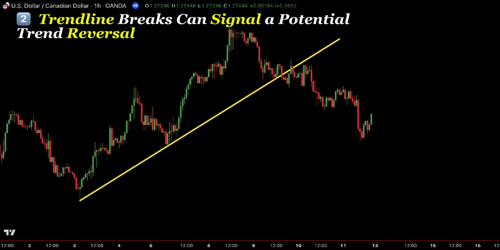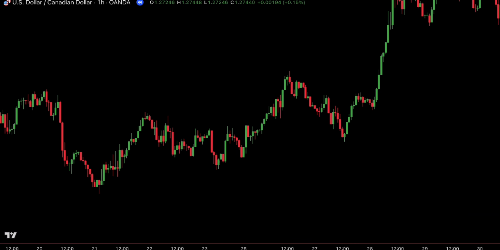But remember, a trendline break does not automatically mean the trend has reversed. You still need additional confirmations, and we'll go over them in the next section. Now that you understand what trend lines represent and why they matter, let's break down the key principles to draw them correctly. These rules will help you stay consistent and avoid rookie mistakes.